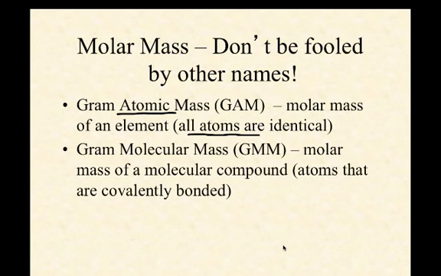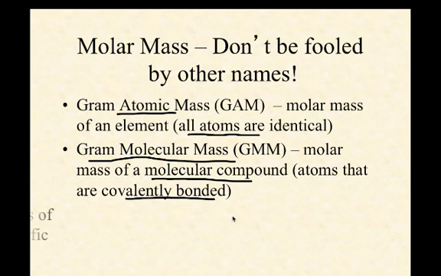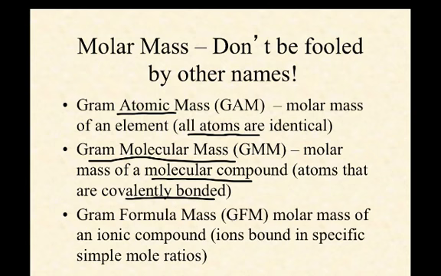Use your periodic table and you'll figure it out. Okay, the gram molecular mass means the molar mass of a molecular compound where the atoms are covalently bonded to one another. That's all that is. And then there's one more, the gram formula mass.